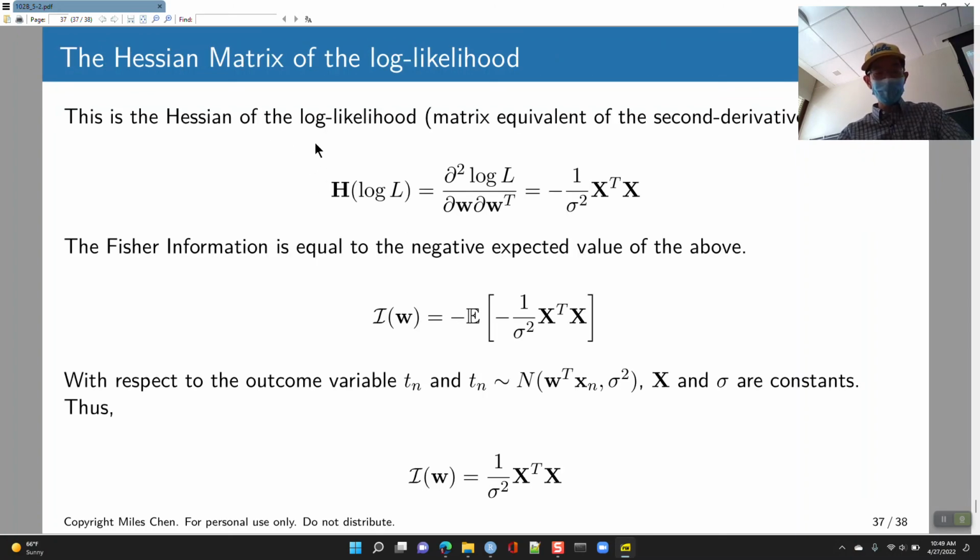So this is the Hessian of the log likelihood, the matrix of the second order derivatives here. And we would say, okay, what is the negative expected value of this thing? With respect to our outcome variable t, well, these things are all just constants here. So the expected value is just this, right? The information that we have about our random variable t here is just this treated as a constant: 1 over sigma squared x transpose x. Okay, so what does this all mean?